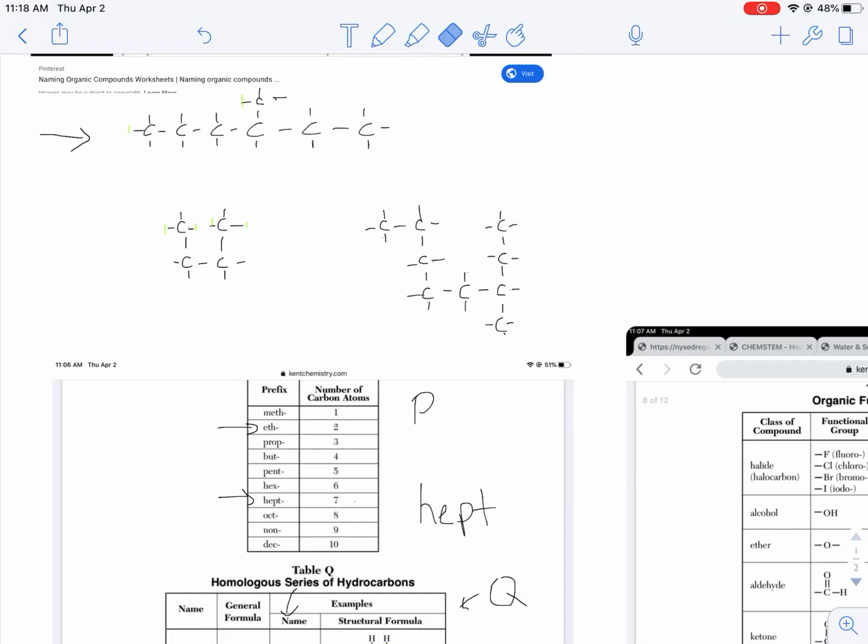All right, so now we're going to get into naming. If you take a look at my list of directions for you, naming organic compounds, the first thing you want to do is find the longest carbon chain. And when you do that, I'm going up here with this one that we have that I just erased the arrow on.